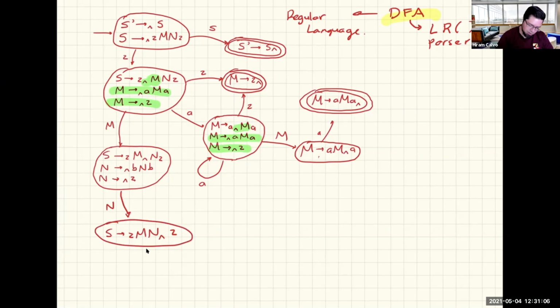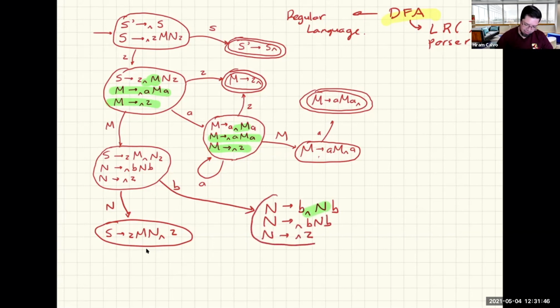Okay, so we can also move with B. So I will put this here with B. And if we move with B, we will have N, B, and B. So you can see that we moved this cursor from here to here. So we need to expand this one because this is just before a non-terminal symbol. We need to add all the rules for N in initial form. So B and B, and finally Z in initial form. And that's it. We have finished creating this state.